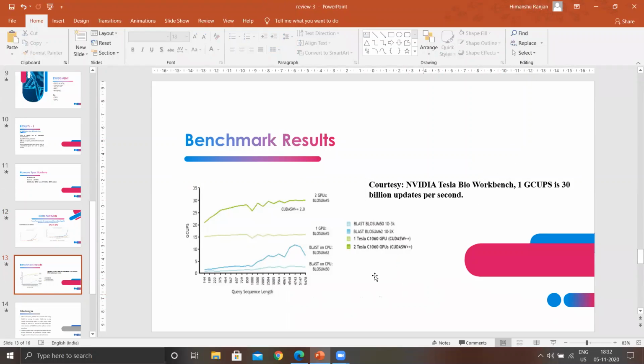What you can observe is that on a general CPU, the highest speed attained was roughly 12 GCUPS. One GCUPS is a billion cell updates per second in sequence alignment. Whereas when a GPU was used, it was around 17 GCUPS, and with two GPUs, it achieved a speed of around 32 GCUPS.